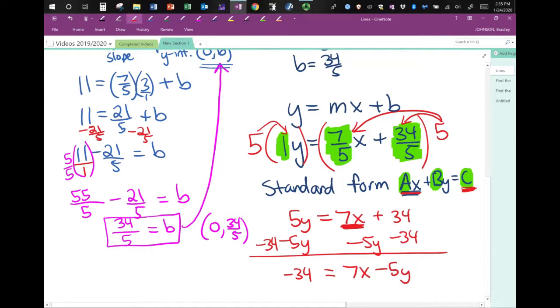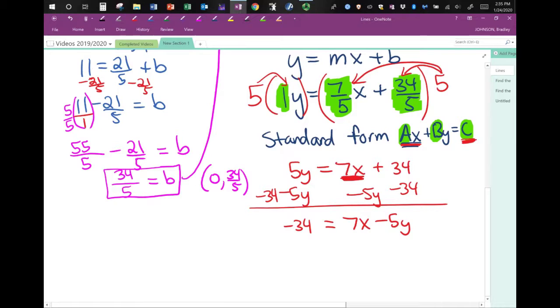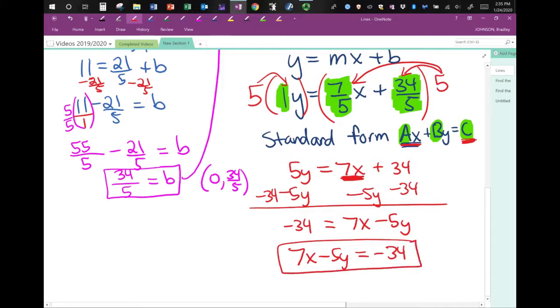Now, are we in ax plus by equals c standard form? Yes, we are, but you may want to rewrite it as this so you can more clearly see that it is in ax plus by equals c form. Our a would be the 7 right there, the b would be the negative 5, and the c is our negative 34, matching our form.